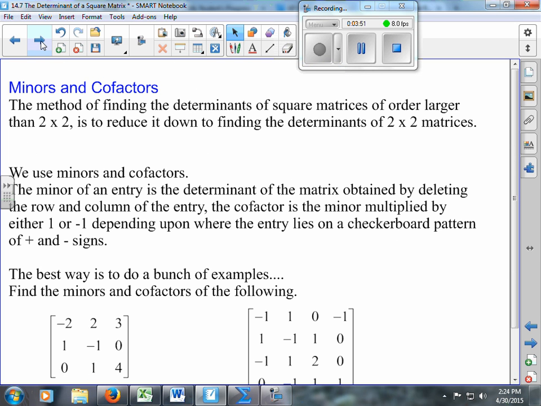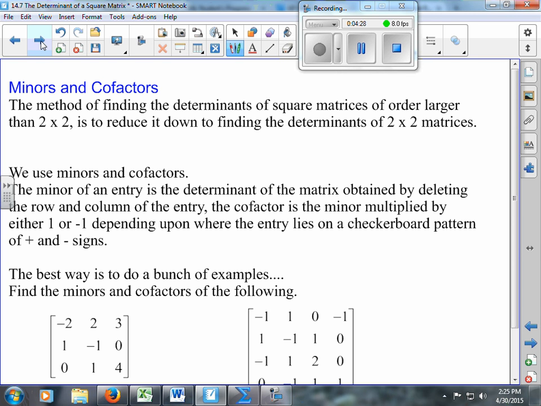All right, so we're going to talk about something called minors and cofactors. The reason why we have to do this is because when you have a matrix that's larger than a 2 by 2, the way we find the determinant of larger matrices is we reduce it to a sum of determinants of 2 by 2 matrices. Okay, so for larger order than 2 by 2s, we have to reduce it down to 2 by 2s. And this is the method of using minors and cofactors. These are just fancy words. As long as you know how to do it, you'll be fine.